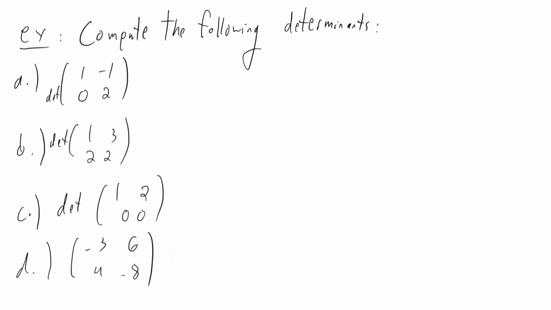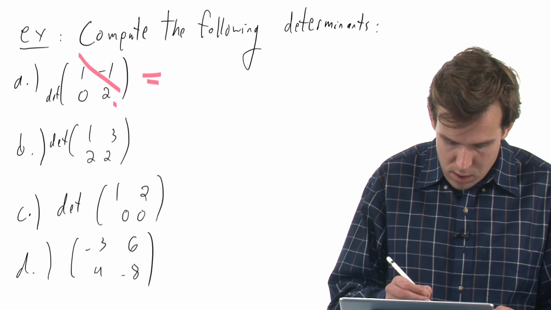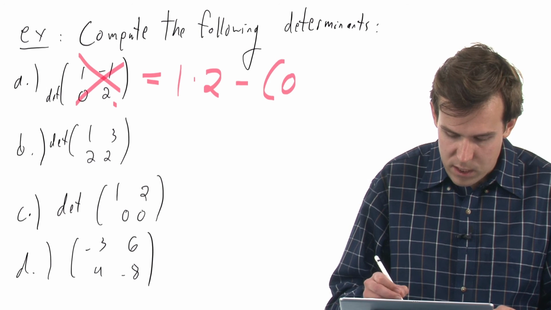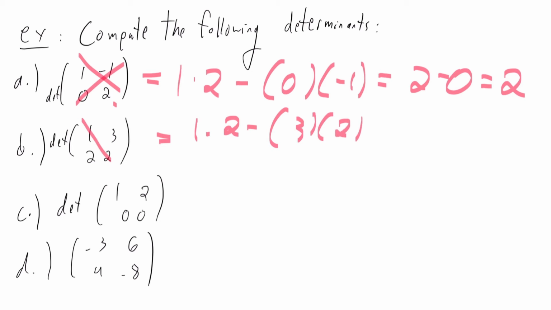So let's compute the determinant of these matrices. 1, minus 1, 0, 2. So I do 1 times 2 minus 0 times minus 1. So that gives me 2 minus 0, so 2. Same game here. 1 times 2 minus 3 times 2. So 2 minus 6 gives me minus 4.